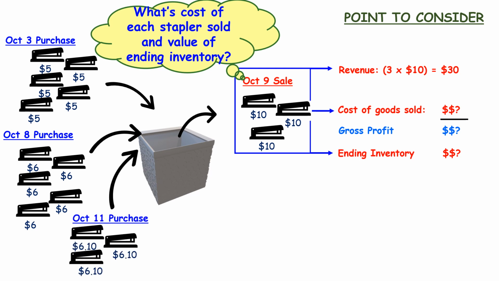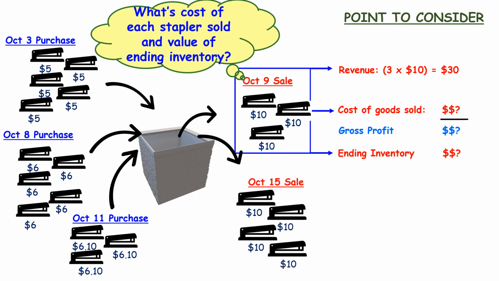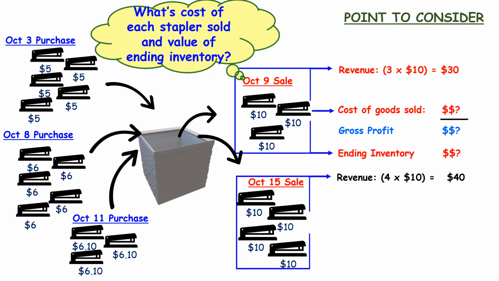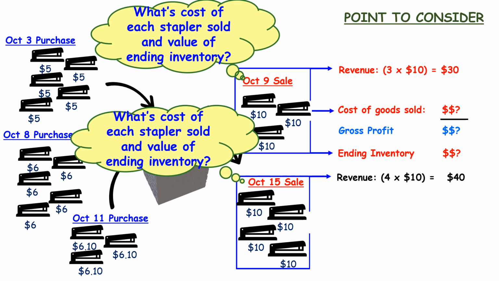Let's continue with the example. So I bought some more, 3 more, and put them in this box also. And a couple of days later, I make some sales, 4 of them. Now calculating the revenue is very simple. 4 at 10 is 40. But again, I have to answer the question, what is the cost of the staplers that I sold? So when I picked up those 4 from the box, did I pick up $5, $6, or $6.10 staplers?